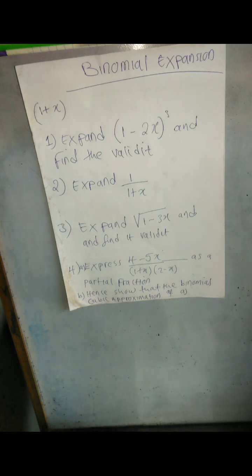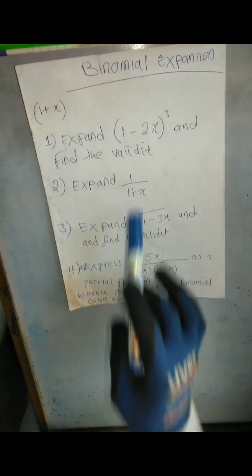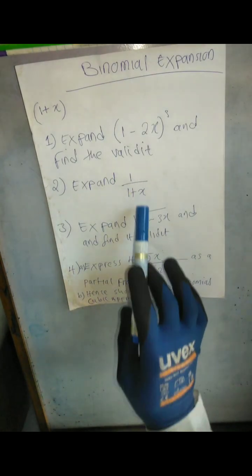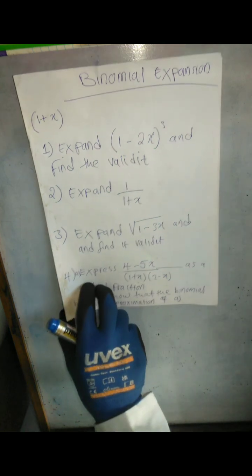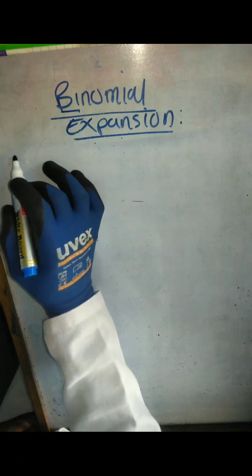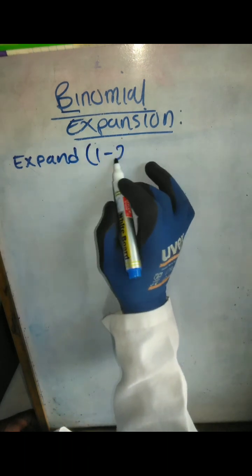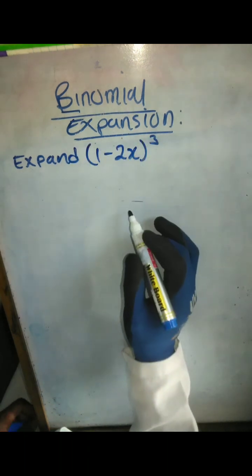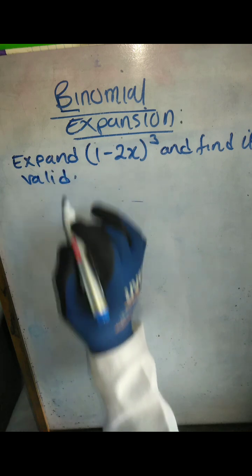Alright, what if now you are given a binomial of this type, where it begins with 1, or it's a fraction, or it's under the root? How do you find them? Questions like this say expand. Expand 1 minus 2x to the power 3 and find its validity. So how do you do that?